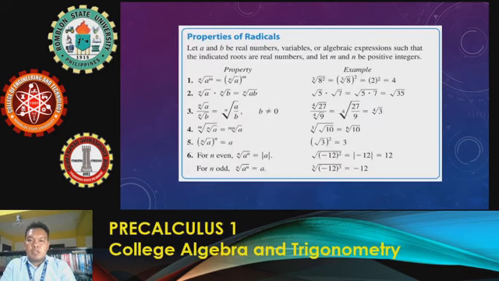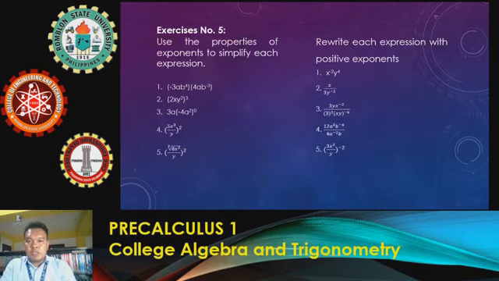Okay, properties of radicals. So, pakapamiliarize na lang din po yan. So, we can say that nth root of a raised to m is equivalent to nth root of a multiplied by m. Then, so on so forth na lang po yan. Pakitandaan na lang po yung 6 properties ng radicals. Then, example tayo. So, use the properties of exponents to simplify each expression. Then, for letter B, rewrite each expression with positive exponents.